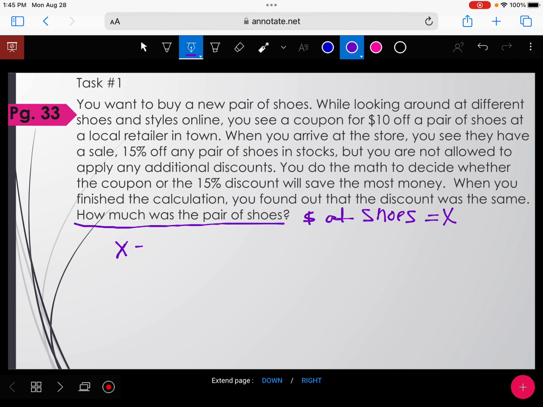Minus 10. I have a $10 off coupon. So separate thought, if I have the same pair of shoes, and instead I take the 15% off, how can I find that? Discount. 0.15. How do we get 0.15? Just asking how.